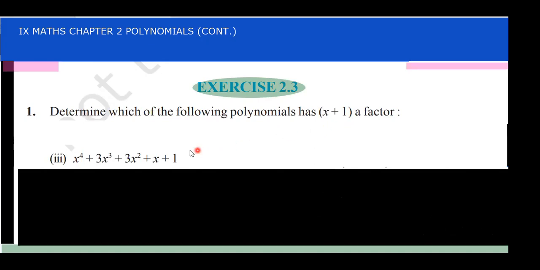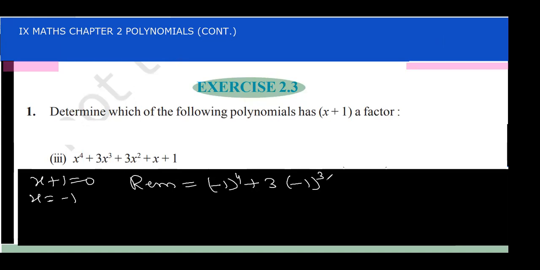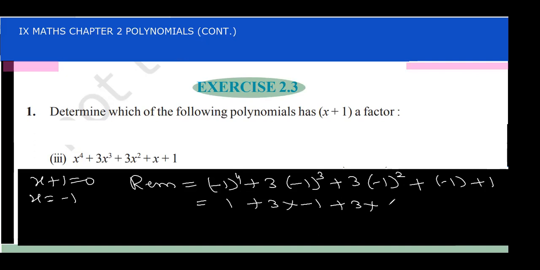X plus 1 is a factor of x power 4 plus 3x cube plus 3x square plus x plus 1 or not. क्या ये इसका फैक्टर है? उसके लिए वही तरीका है, आपको रिमाइंडर फाइंड आउट करना पड़ेगा और रिमाइंडर के लिए हमें पुट करना पड़ेगा x plus 1 is equal to 0 और x is equal to minus 1. तो रिमाइंडर फाइंड आउट करिए. देखिए (-1) power 4 plus 3 into (-1) power 3 plus 3 into (-1) power 2 plus (-1) plus 1. (-1) power 4 is 1 plus 3 into (-1) power 3 is minus 1 plus 3 into (-1) power 2, that is plus 1 minus 1 plus 1.